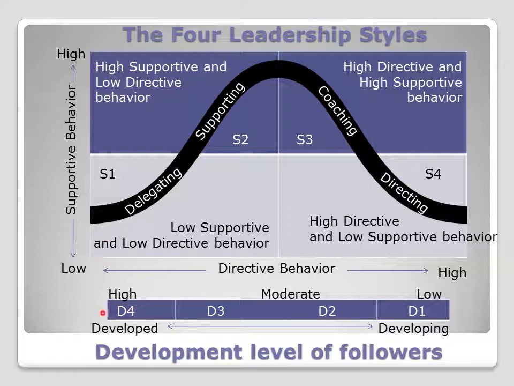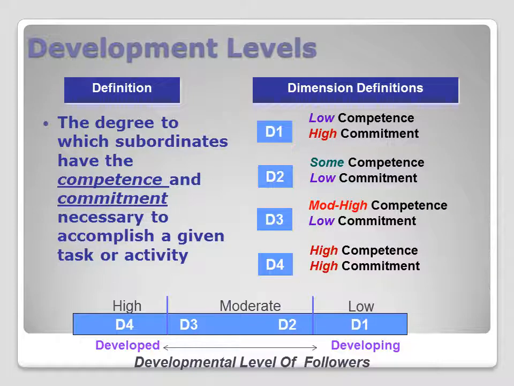The other thing you'll notice here is high, moderate, and low. Down here, D1, 2, 3, and 4, and this has to do with the particular motivation of the worker. Let's look at it this way. The development levels have to do with the degree to which the subordinates or workers or those underneath the leader have the competence and commitment necessary to accomplish a given task or activity.